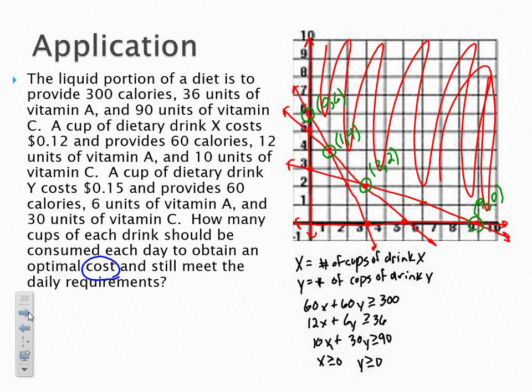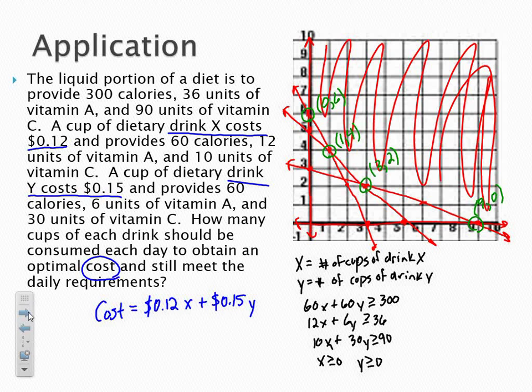And if we go back and look, we're told some information that drink X costs 12 cents per cup, and drink Y costs 15 cents per cup. So we can write a very easy optimization function, right? Cost would be equal to 12 cents times X plus 15 cents times Y. All right? And now we can take and plug a whole lot of this information in.